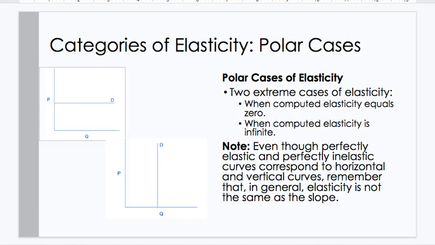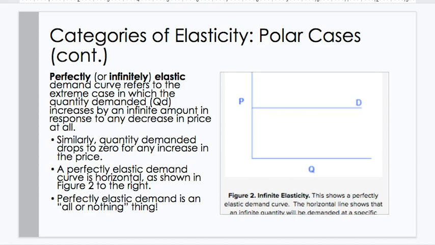Categories of elasticity: polar cases. There are two extreme cases of elasticity: when computed elasticity equals 0, and when computed elasticity is infinite. Note, though perfectly elastic and perfectly inelastic curves correspond to horizontal and vertical curves, remember that in general, elasticity is not the same as slope.